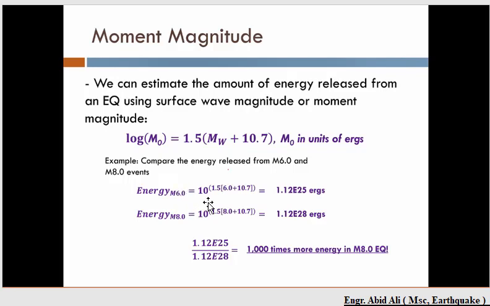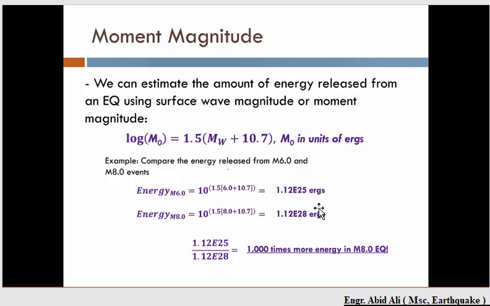So we are going to solve for M0, and if I plug in 6 for my moment magnitude and run the calculation, I'm going to get 1.12 times 10 to the 25 ergs of energy. That's a lot. Now if I do the same calculation for the magnitude of 8, I get 1.12 times 10 to the 28 ergs.